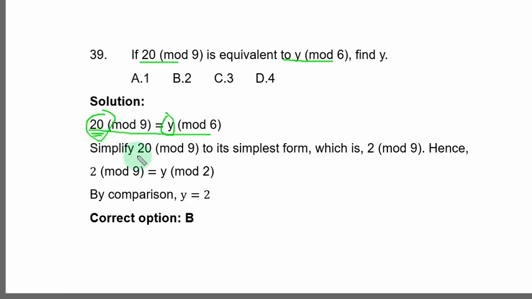So 20 modulo 9 simplifies to 2 modulo 9. So the problem itself should be 2 modulo 9 equal to y modulo 6. So it means that y is equal to 2 by comparison. So B is the correct option.